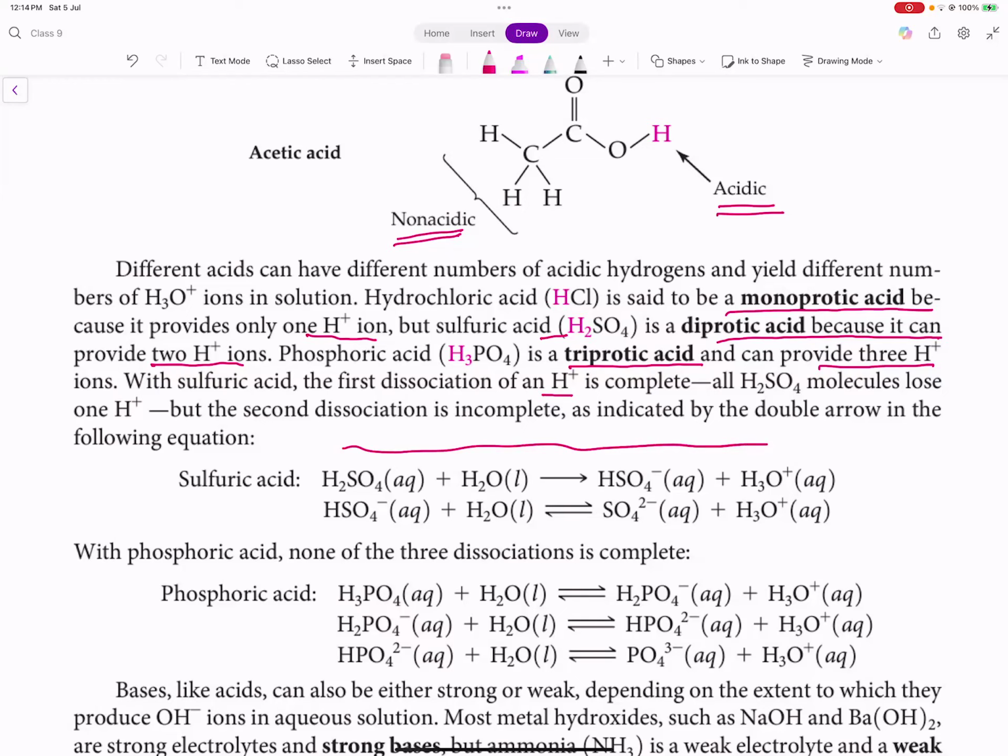See, okay. It is shown by a single arrow that the reaction is not coming backward. But the second proton, as you can see, it is shown by a backward arrow also, meaning thereby they can also combine and the reaction can also come back. Okay. So it means that the second dissociation is not complete.